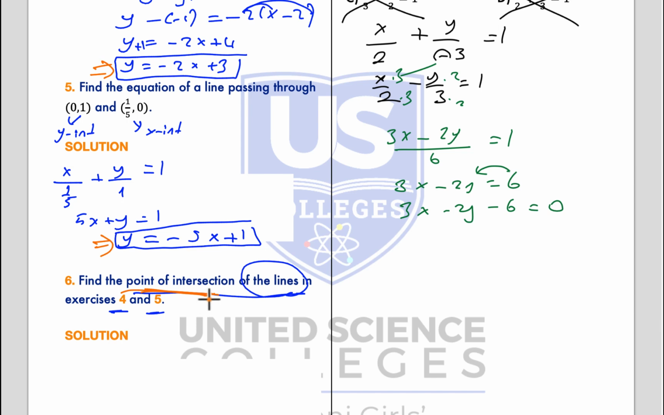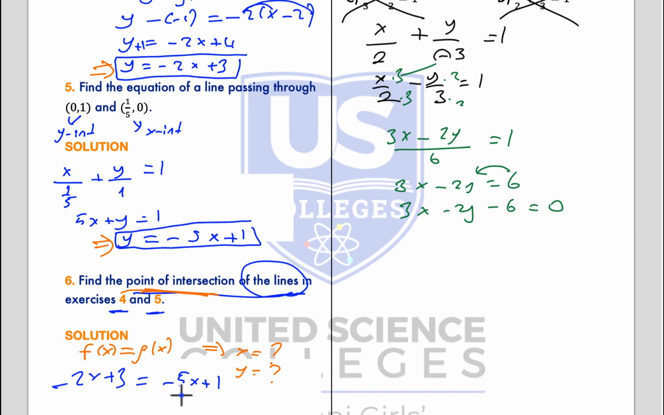How do you find the point of intersection? You equalize functions. If f of x and g of x are two different functions, we equalize them and find the x value first. By substituting x back, you find the y value. We follow these steps. What is the first function? When you isolate y, it's negative 2x plus 3. What is the second function? For question 5, the second function is negative 5x plus 1.